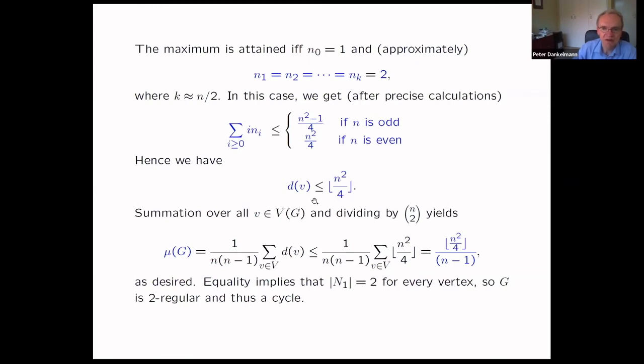And now, adding this over all vertices, we will get the total sum, the sum of all distances. Dividing this by n choose 2, we get that the average distance of G is at most n times this term, n squared divided by 4, divided by n choose 2. And if you do the calculations, we get that this is at most floor of n squared over 2 divided by n minus 1, so about n over 4.